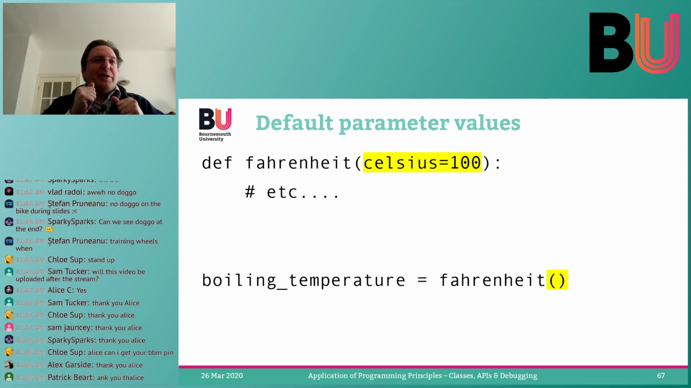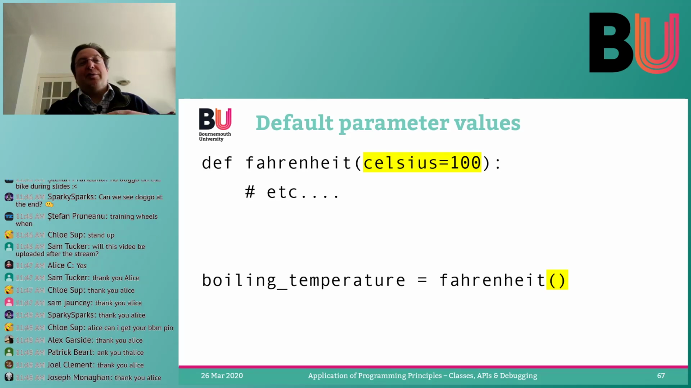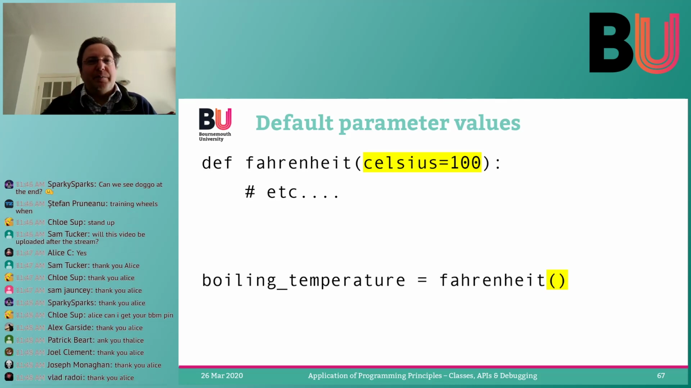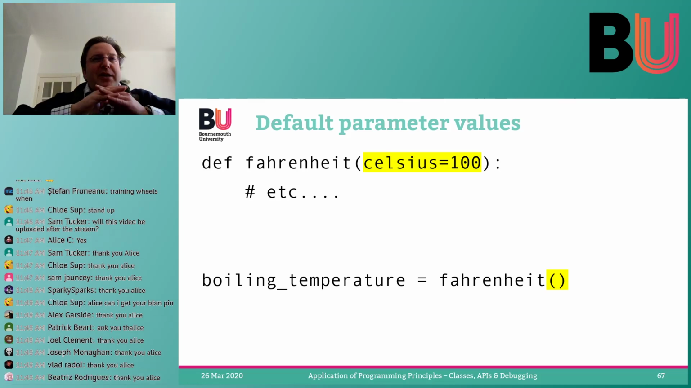Like I said, you can do default parameter values. So in this case, the default parameter value would be 100 degrees Celsius. And then you can call it without that. This particular example doesn't make too much sense from a programming perspective, but it is a good example of how this works. But that is basically part one. We have the idea of classes.